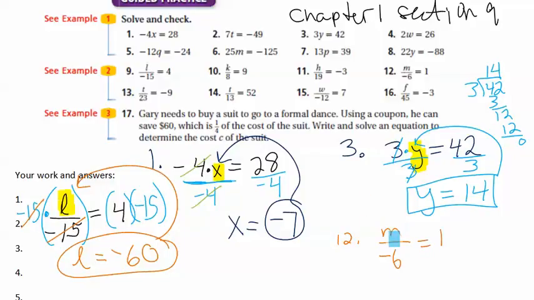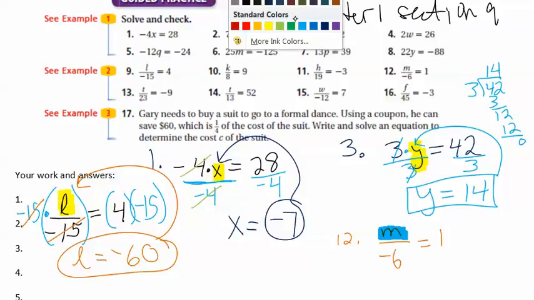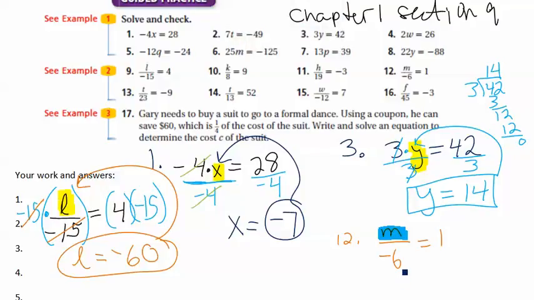Well, our variable is M. Our variable is M, and you want to say to yourself, what is keeping M from being by itself? And the answer to that is that M is being divided by a negative 6. So the opposite of dividing by negative 6 would be to multiply by negative 6. And we have to multiply both sides by a negative 6.